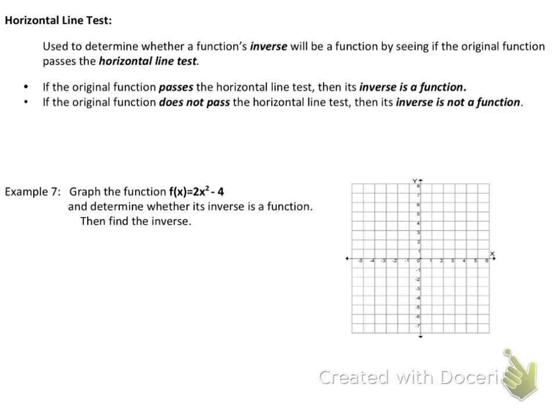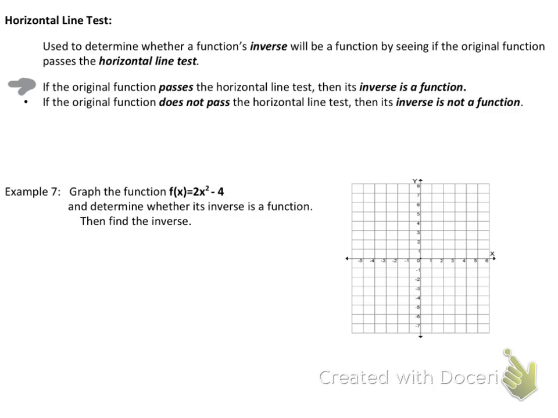Alright, so now let's take a look at this horizontal line test. The horizontal line test is used to determine if a function's inverse will be a function. So in other words, if the original function does pass the horizontal line test, then the inverse is a function. If it does not, then the inverse is not a function. So think back to that problem I asked you a few problems ago: is the inverse a function, and it failed the vertical line test? If you look at the original function, it would fail the horizontal line test.